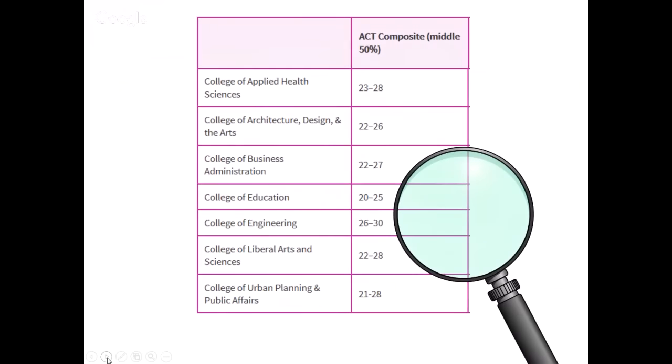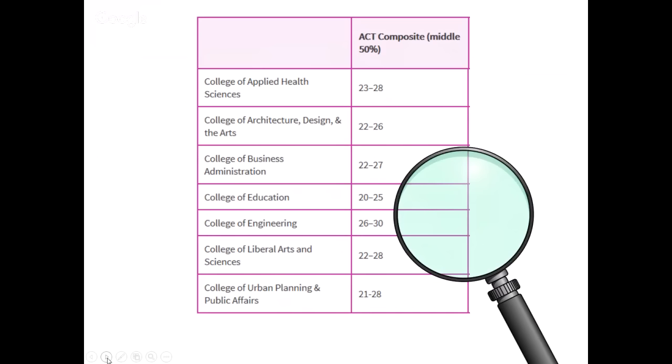At UIC, we don't have a minimum required ACT or SAT. This is a range, though, of the middle 50% of who were admitted last year. And you can see, like in the health sciences, a range between 23 to 28. More competitive programs like engineering, 26 to 30. And this is all on our website.